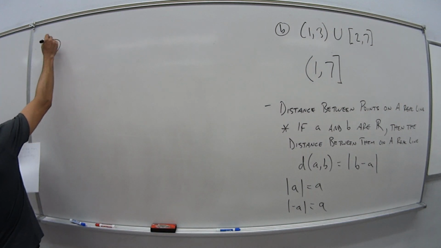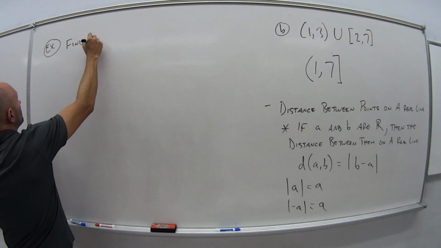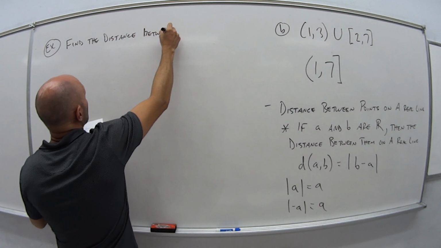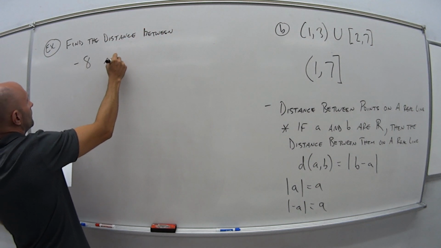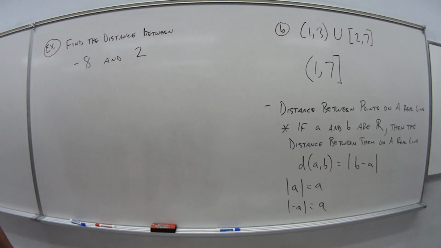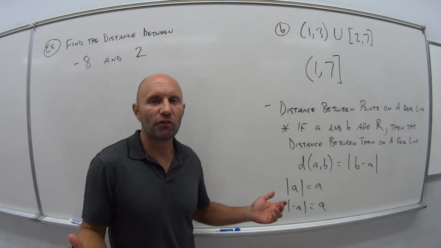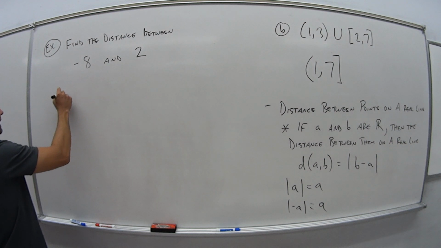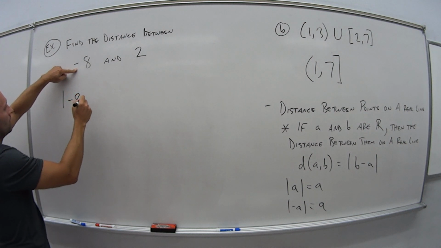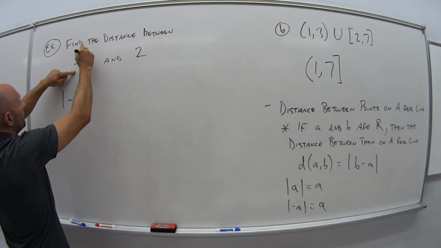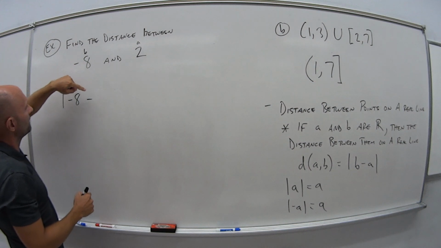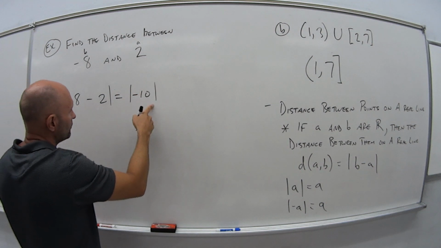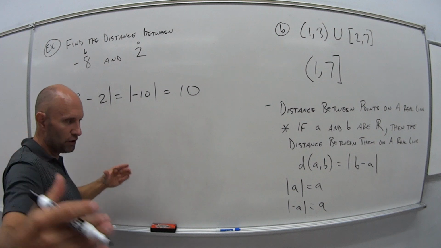So let's look at an example. Let's find the distance between -8 and 2. Which is my A, which is my B? Doesn't matter. That's why I'm taking absolute value. So let's do it both ways. The distance between these two is the absolute value of, if I call this B and this A, B, which is -8, minus A, which is 2. -8 minus 2 is -10. Absolute value of -10 is 10, meaning they're 10 units apart.